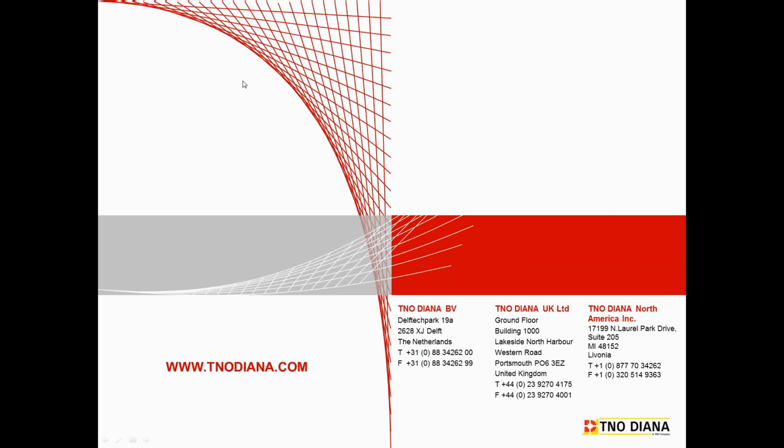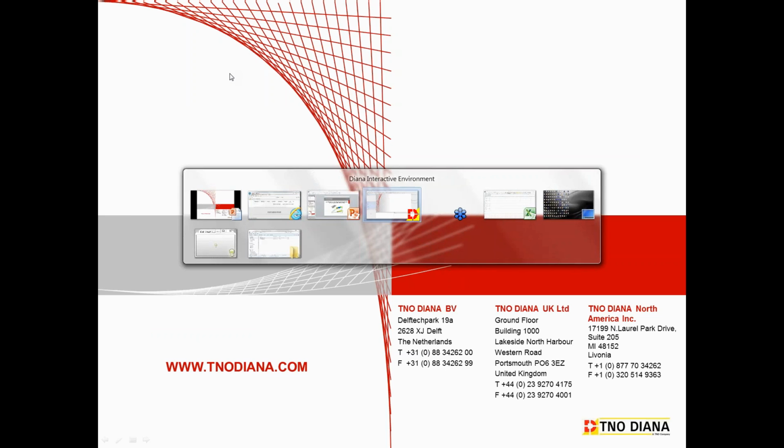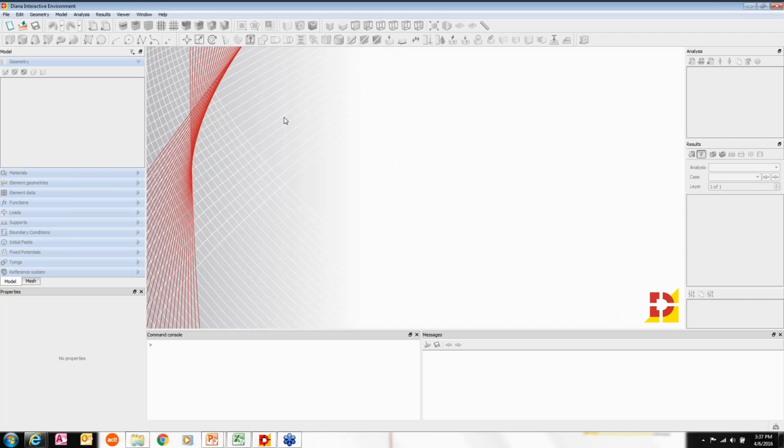So let me go through one live demo. I'm going to make one box girder. Let's do that together. It's a simple example, but I hope you get some sort of feeling and insight about the modeling process. So this is the look and feel of DIANA.